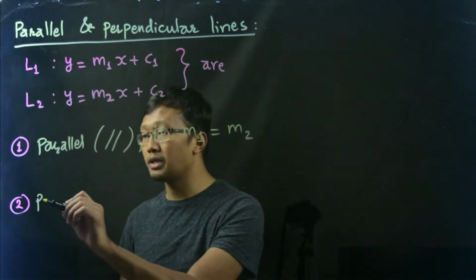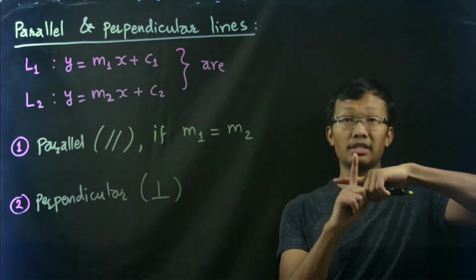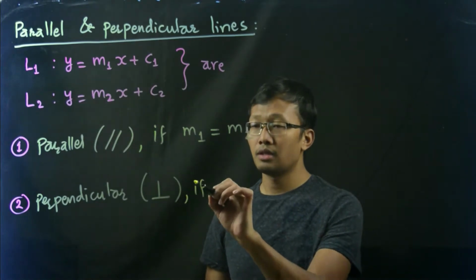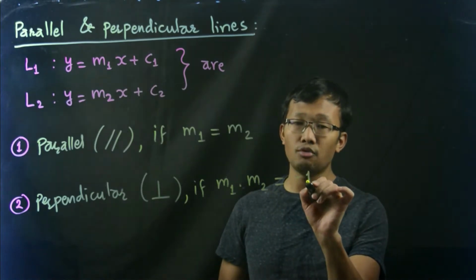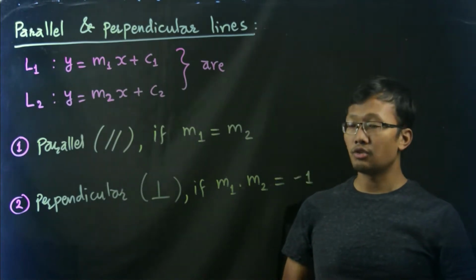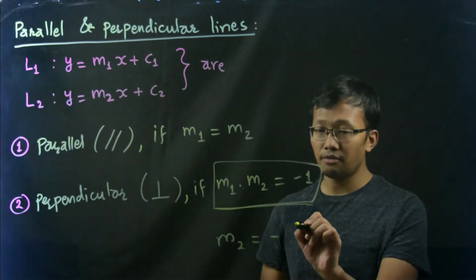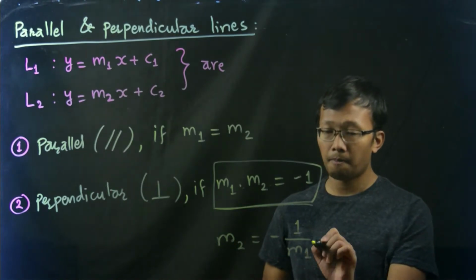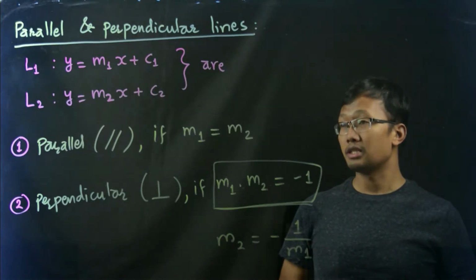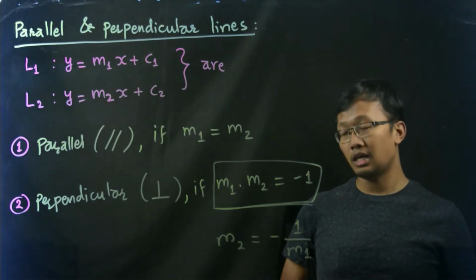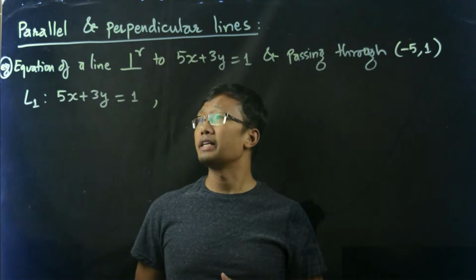Similarly, two lines are perpendicular, and I tend to write it this way, with an inverted T, if the product of the slopes of those two lines is -1. Or we may want to write m2 equals the negative reciprocal of m1. All right, so those are the relations that determine whether two different lines are parallel or perpendicular to each other or not. Let's take an example.